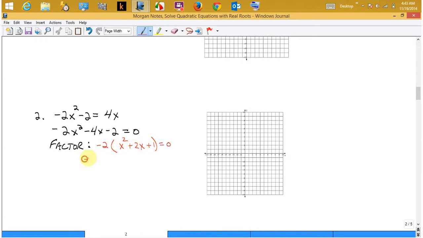So that would be a negative 2. Two numbers that add together to give me 2 and multiply to 1. Well, that's x plus 1 times x plus 1 equal to 0. Another way to write it would be negative 2 times x plus 1 squared. So this is one of the cases where this parabola has actually two solutions at negative 1.